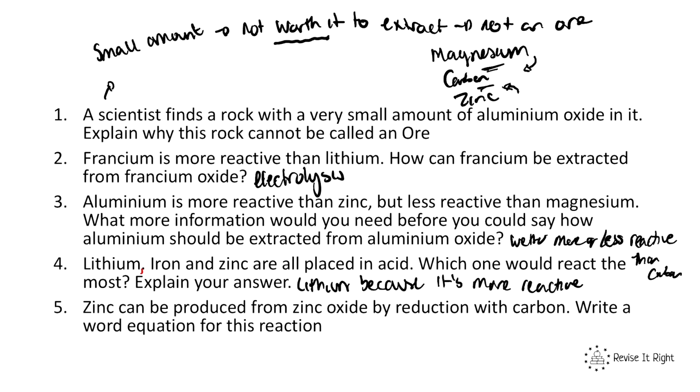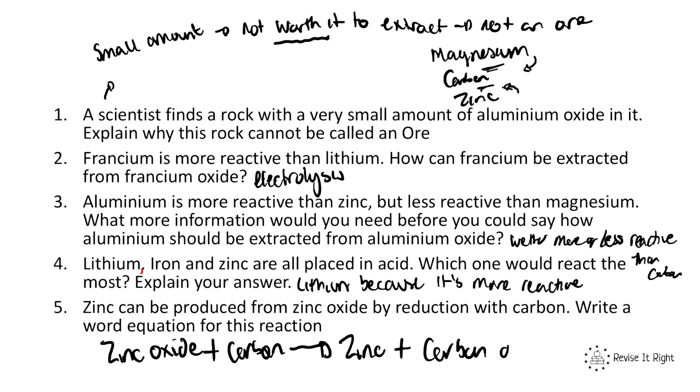And finally, zinc can be produced from zinc oxide by reduction with carbon. Write a word equation for this reaction. So we have zinc oxide plus carbon, and we know this produces the metal, so zinc plus carbon dioxide. So that should have been what you had written for that.